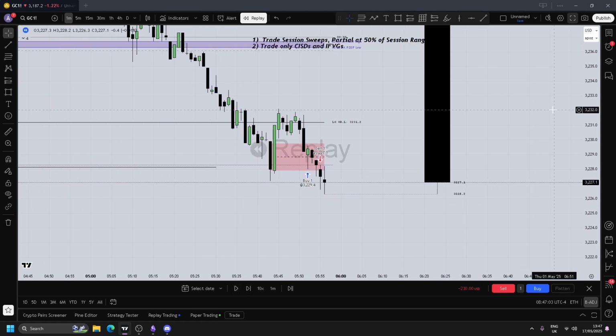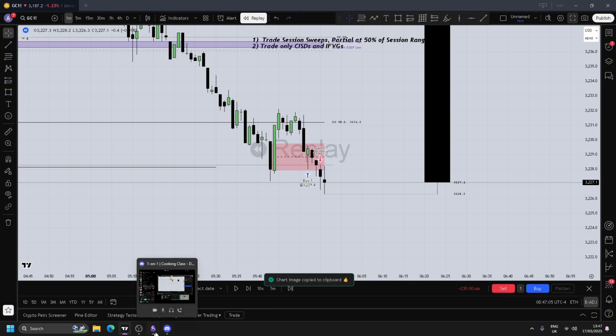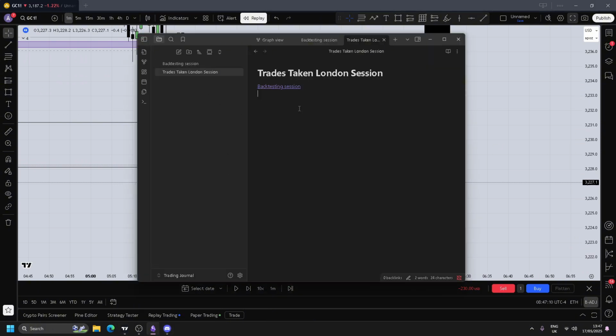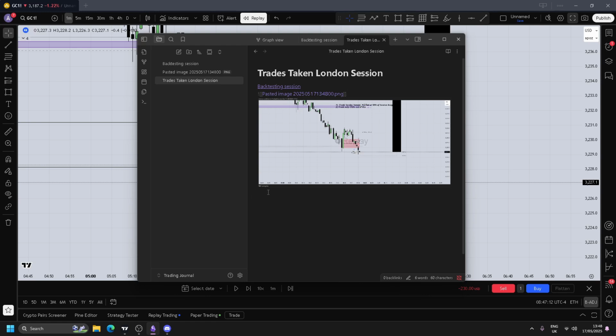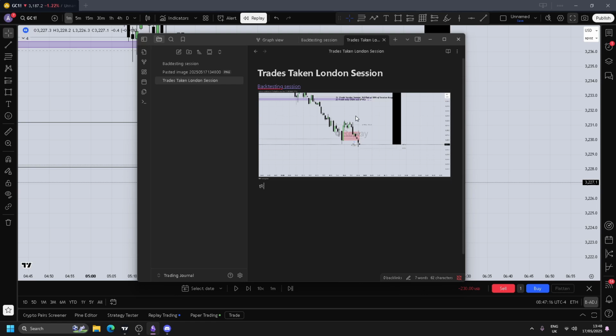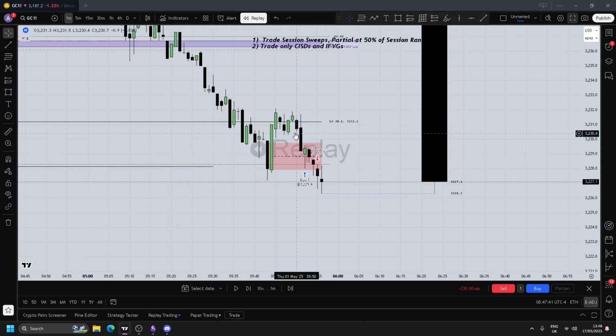So what I want to do right here is copy the image and put it in my Obsidian notes right here. So there you go. So I want to also highlight what I did. So trade taken: 1 minute CISD after turtle souping overnight lows, -1R as an example, right? $230 loss. So that's my note right here for the London session, and let's have a look.